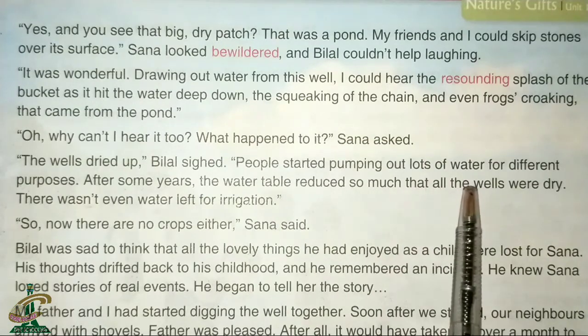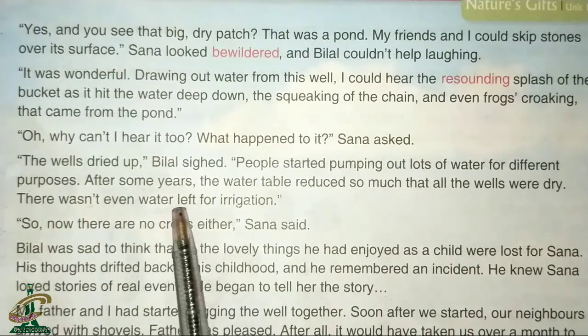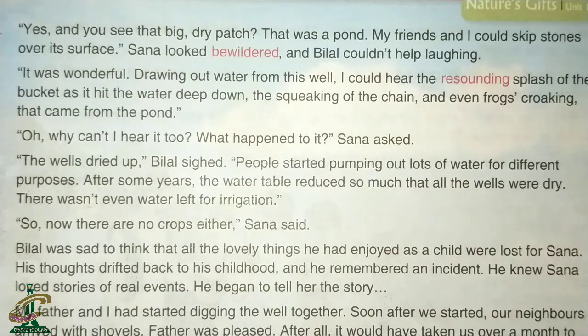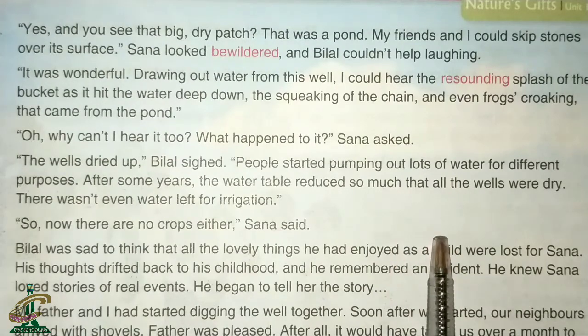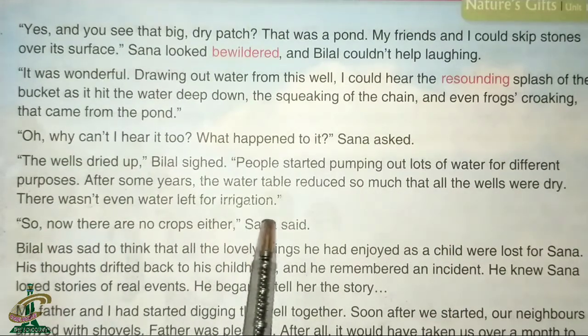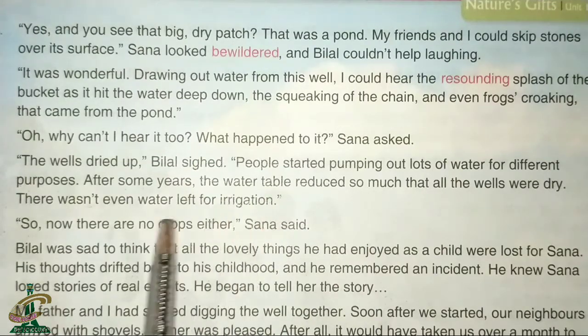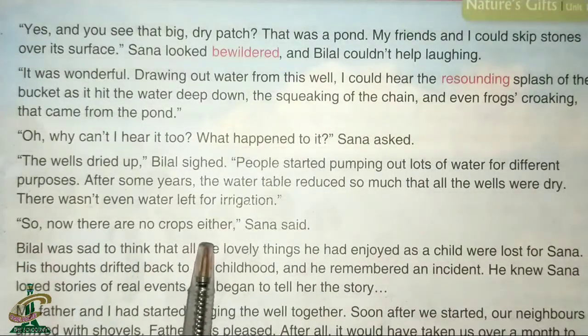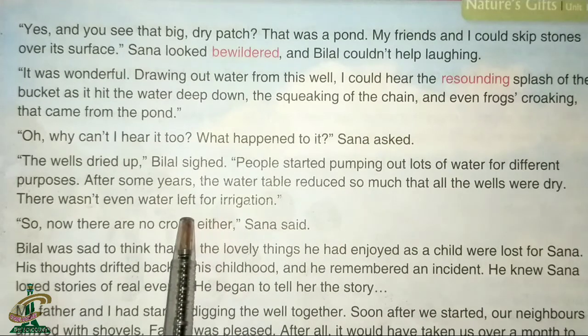People started pumping out lots of water for different purposes. After some years, the water table reduced so much that all the wells were dry. When everyone pulled out a lot of water for their different needs, so what happened? Eventually, the water dried out. The wells, the ponds dried out. There wasn't enough even water left for irrigation. What is irrigation? No water left for irrigation means there was no water left for crops, for agriculture. So now there are no crops either, Sana said. Since there isn't any water for irrigation, there won't be any crops, it's quite clear.